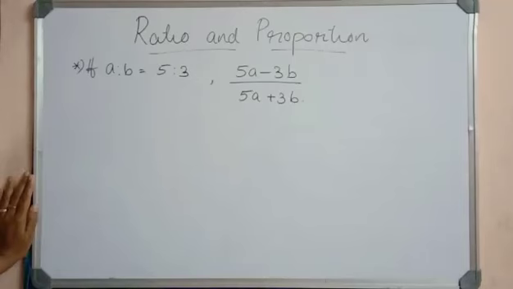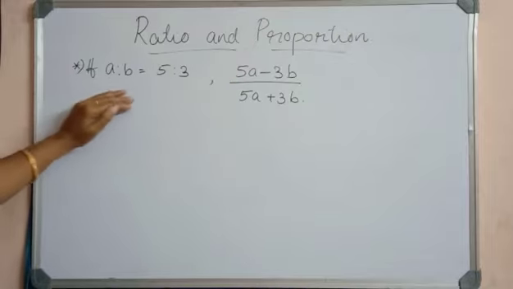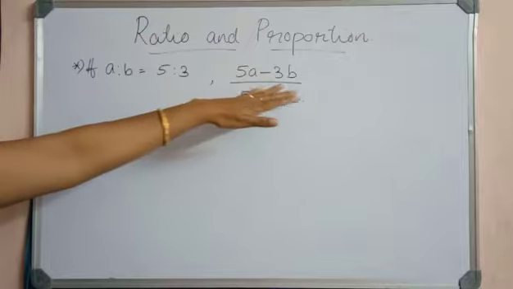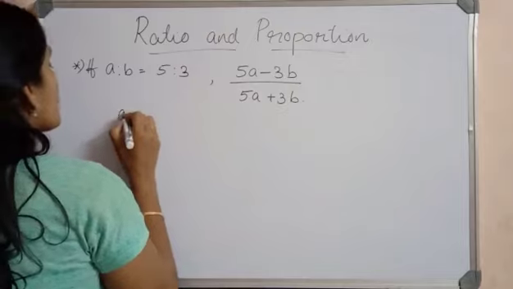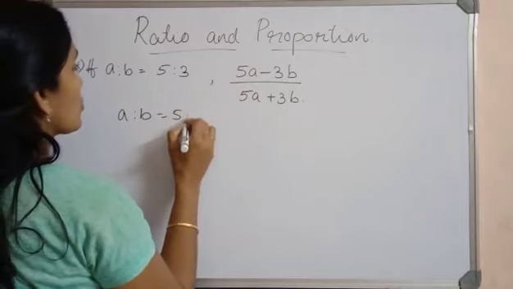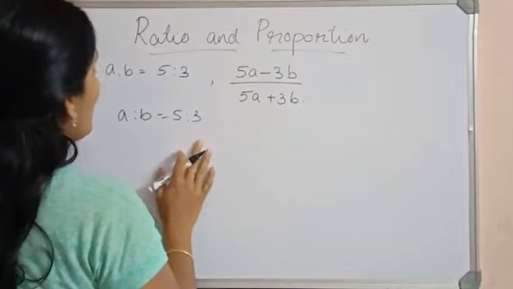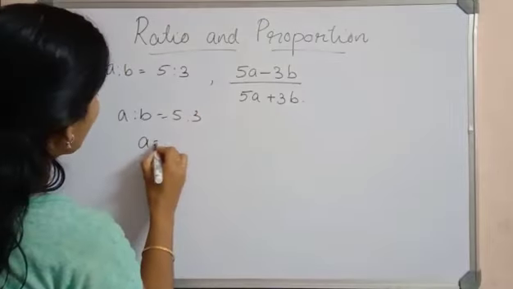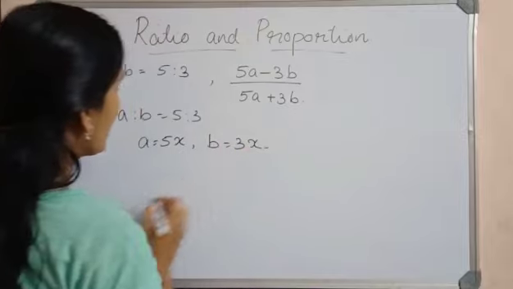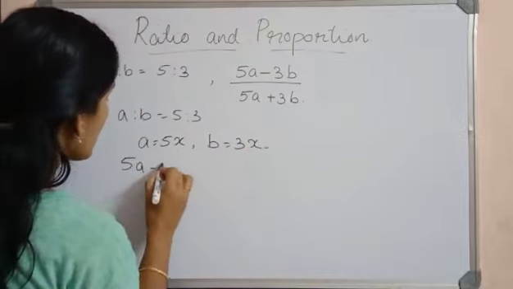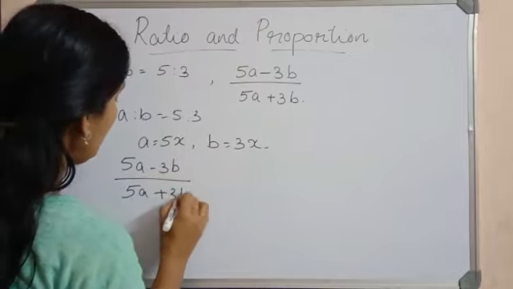Now let's solve a few sums related to ratios and proportions. Let's consider the first question. If A is to B is 5 is to 3, find 5A minus 3B by 5A plus 3B. So it's given that A is to B is 5 is to 3. And we know that ratios are always expressed in the lowest form. Let's write the values: A is equal to 5x and B is equal to 3x. Now let's find 5A minus 3B by 5A plus 3B.